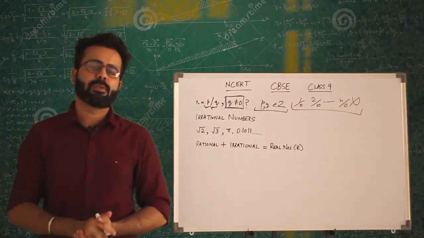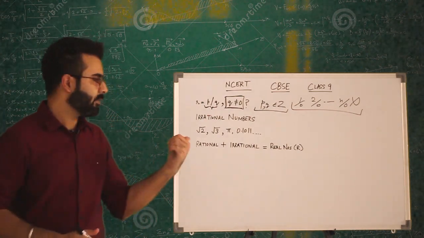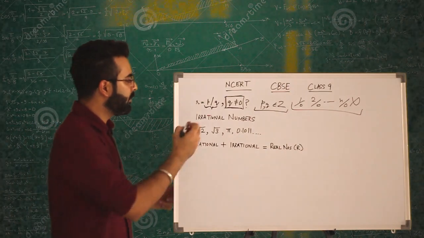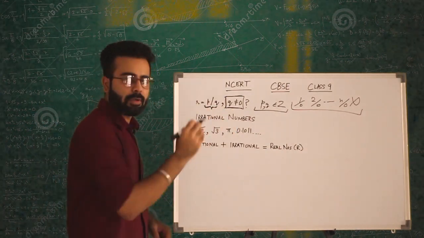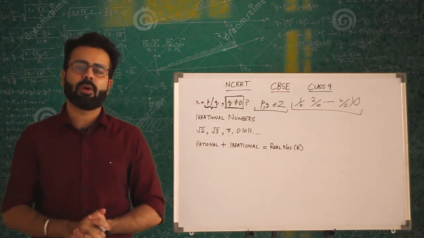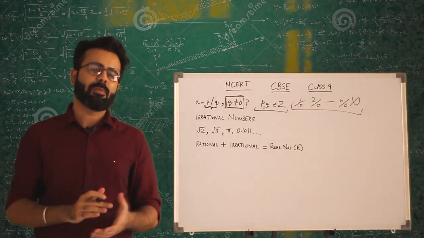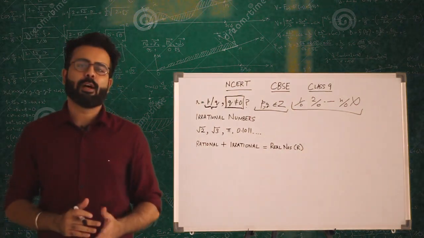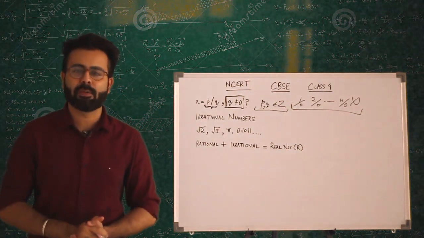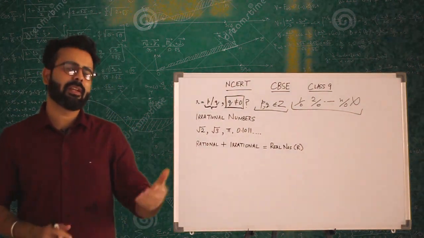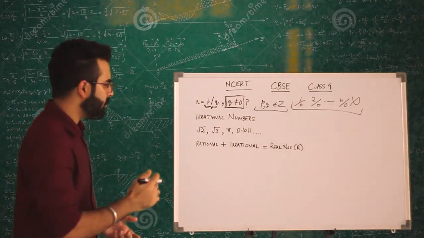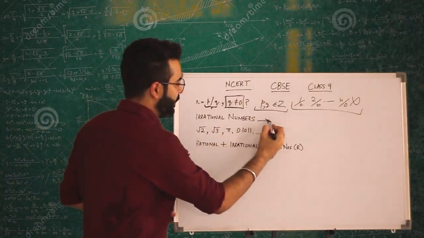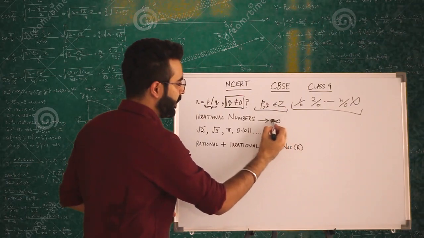Now there are some numbers on the number line which are not of the form p by q, where q is not 0. These numbers are called irrational numbers. Such numbers cannot be written in the form p by q, where q is not 0. Just like there are infinite rational numbers, in the same way there are infinite irrational numbers. So the set of irrational numbers is also infinite.